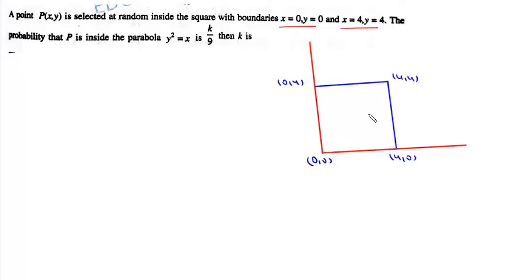Now this is a question of geometrical probabilities. So the area corresponding to this entire subset will be equal to the area of the square, which is 16. Now we need to find the probability that the point P is inside the parabola y square equals x. When x is 4, y is 2. So it will be this parabola.